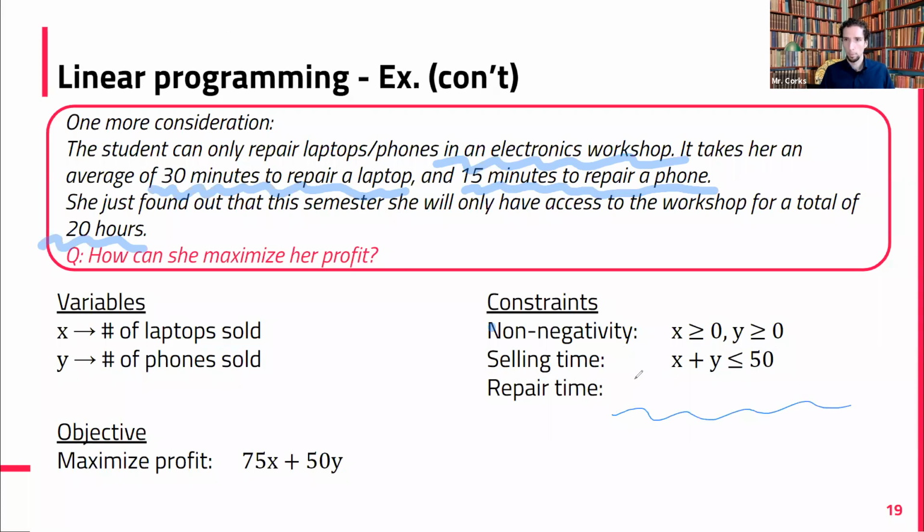We have to add another kind of inequality for the repairing time. It is 30 minutes, like for laptops. We can still make it x, can we? Yeah, we need to still use the same variables, x and y. So tell me what the 30x plus 15y is equal to 1,200.